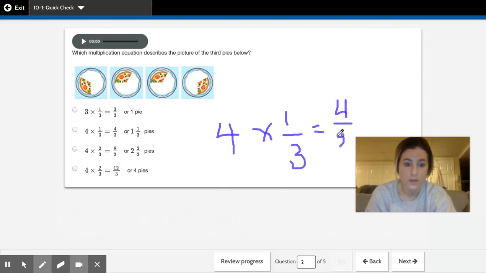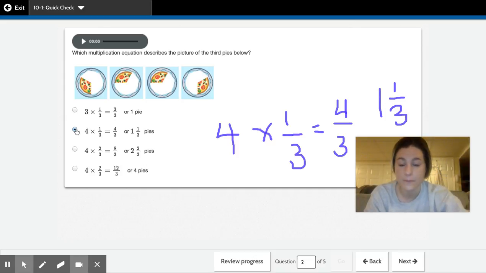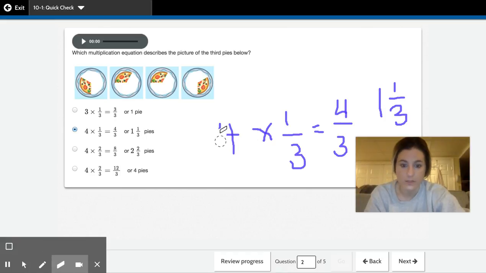thirds. But if we change this to a mixed number, 4 thirds is really 1 because 3 thirds makes a whole with 1 third left over. So let's find that answer. 3 times 1/3, that doesn't match. 4 times 1/3 equals 4 thirds or 1 1/3 pies. Okay, that one makes sense, but let's just check. 4 times 2 thirds, well, no, there's only 1 third in each pie, so that one can't work. And again, 4 times 2 thirds can't work, so we know that the answer is B.